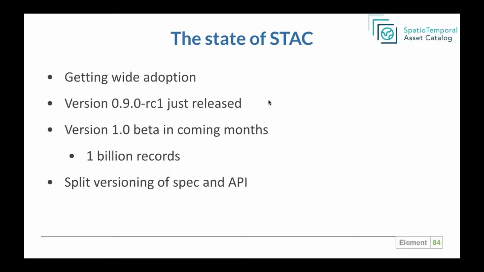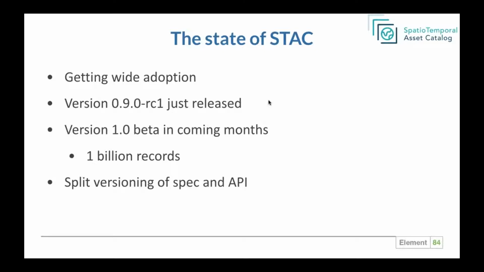When we release the version 1, we're also going to split the versioning of the API, since the API is really tied to the OGC API spec and could be more in flux. The core set of metadata is more or less pretty stable at this point.